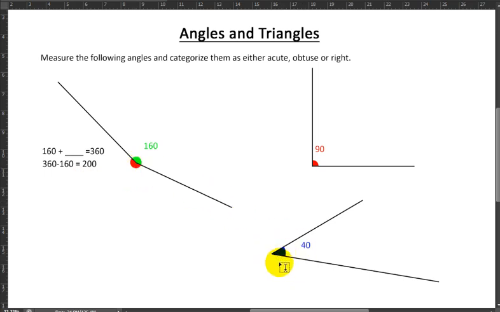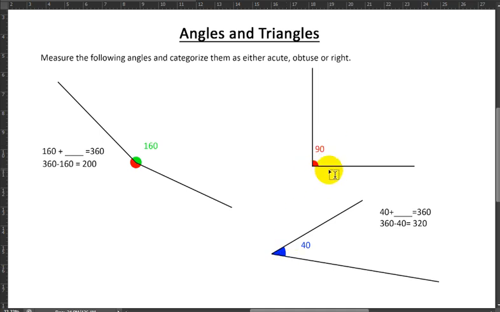What about this blue angle here? What if I took its outside? What would that be? Well, it would have to be something so that if I add it to 40, then I would get 360. So to find it, I need to find the difference between 40 and 360. So 360 take away 40 would give me my answer. If I did this subtraction, what I would get is 320. So the outside of this blue angle would be 320.